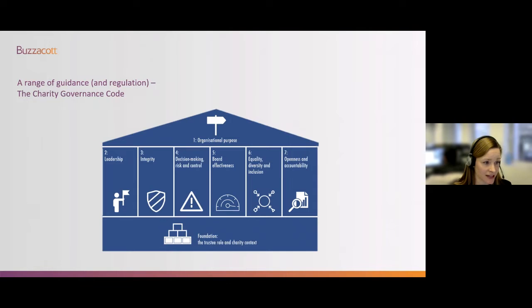And finally, the seventh area is openness and accountability. This is also emphasised heavily in the DFE's handbook, as we will see later on. And this covers openness and transparency with all of your stakeholders, so ensuring that you have appropriate communication with all of the relevant groups. Moving on to the next slide.